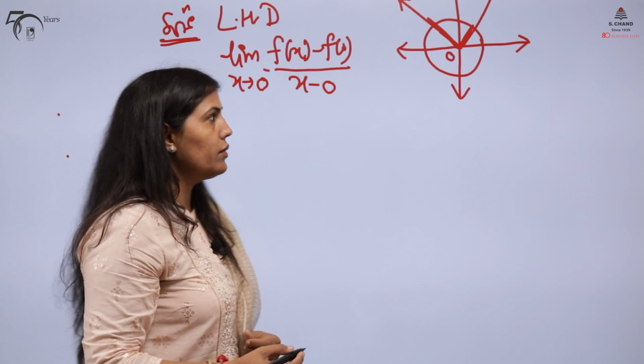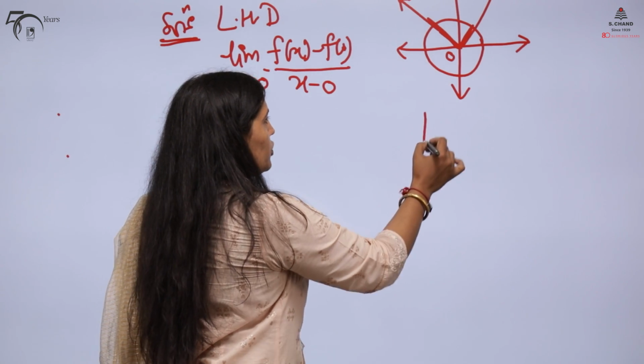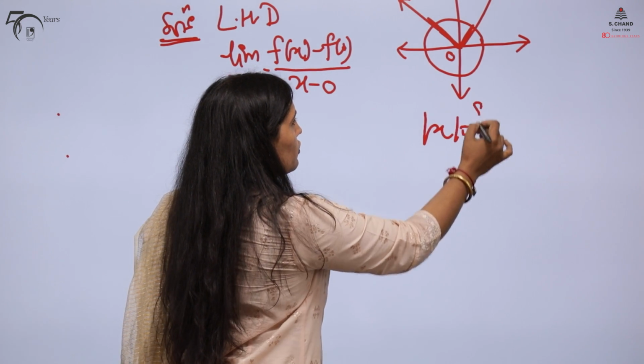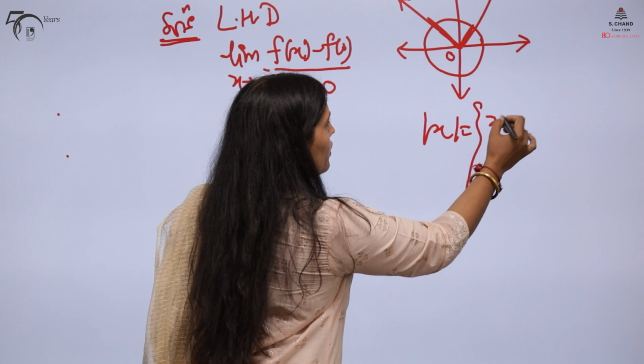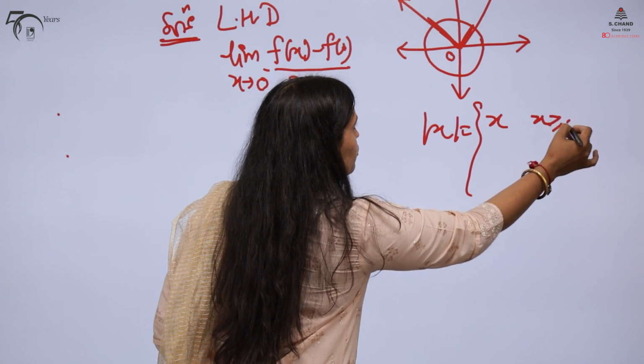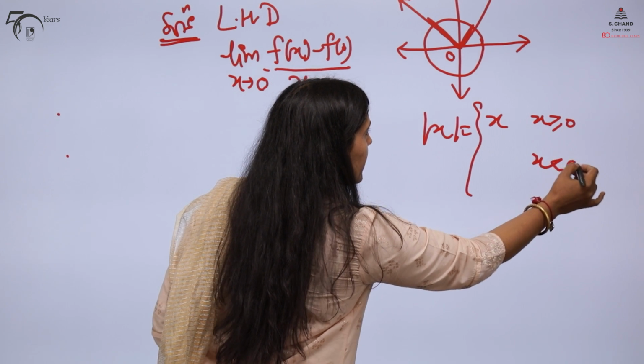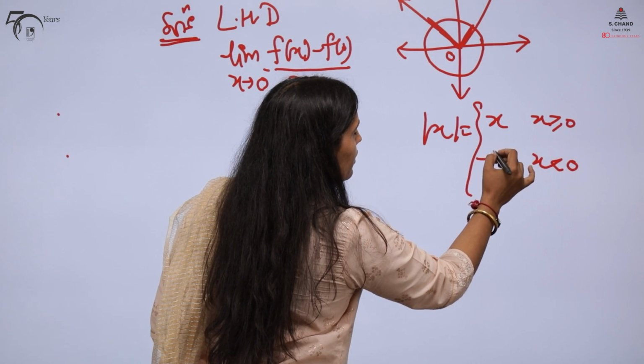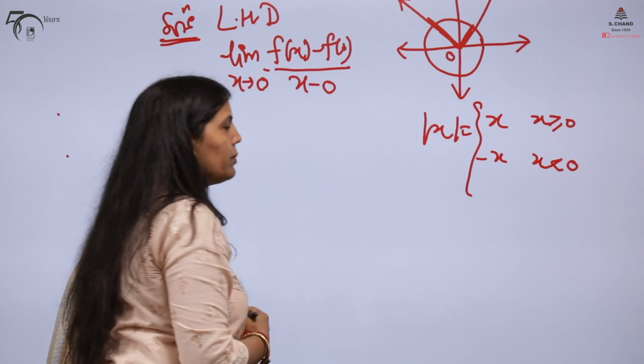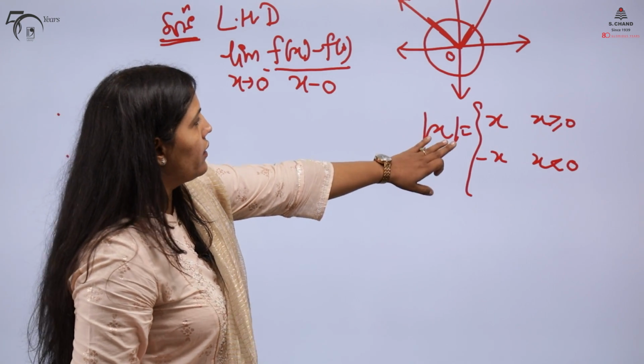So left hand derivative, how to calculate? Obviously you should be knowing first, because the mod x function is not that, it is always positive. Already in the first lecture we have mentioned it. So it will take x values if x is positive. If x is negative, then you put a negative sign, then it will become positive. So it will be completely positive, and this is the definition.